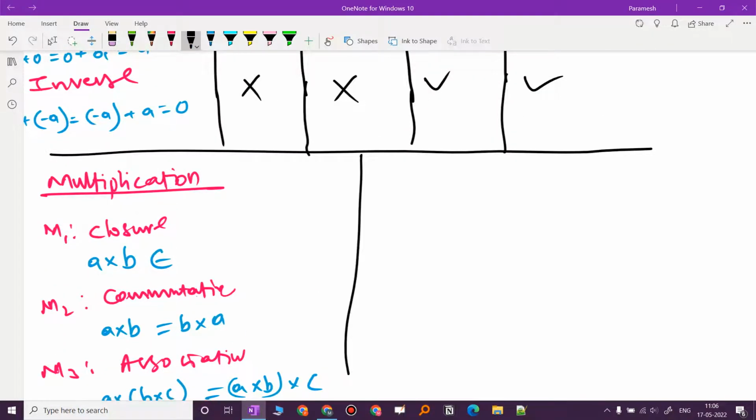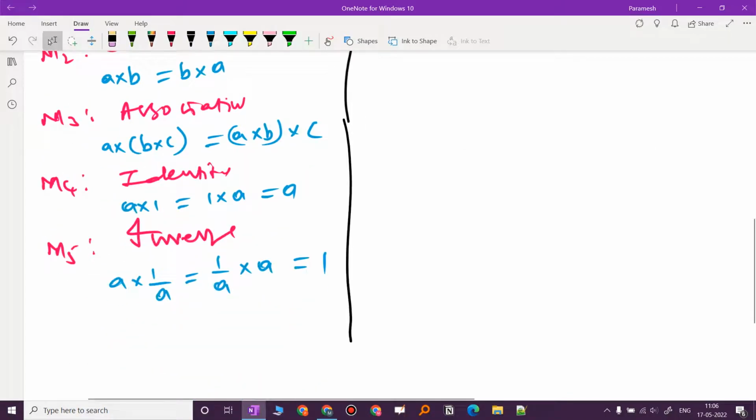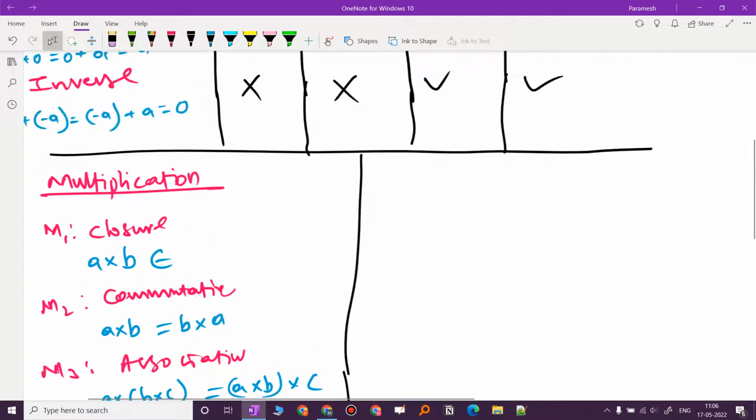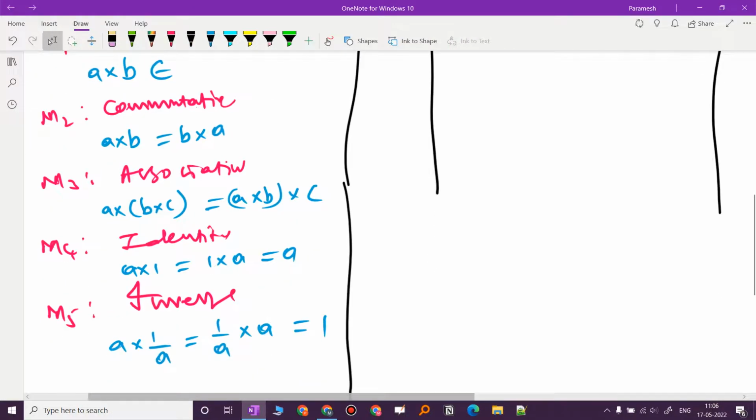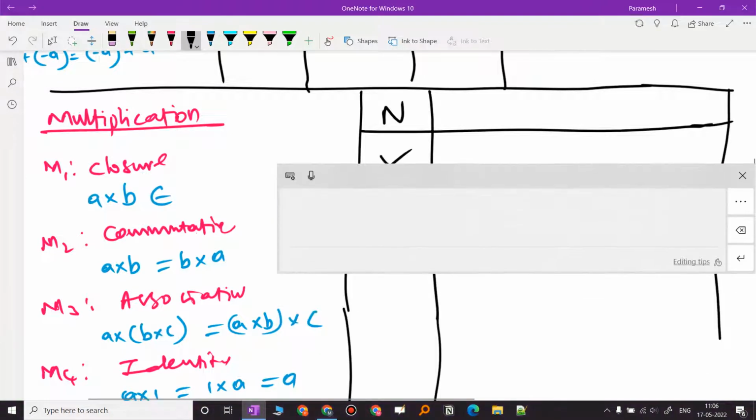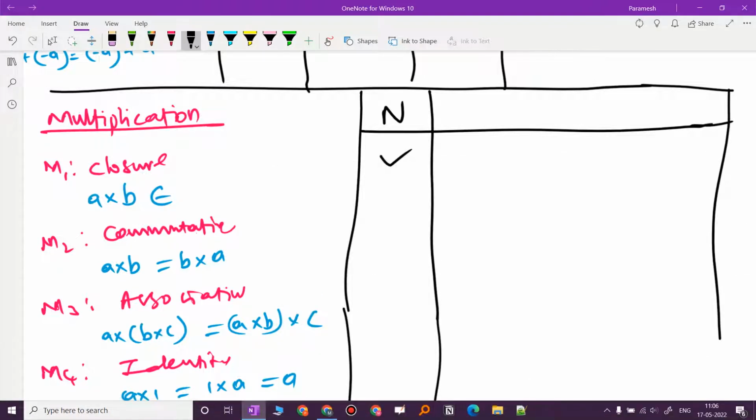Okay, now we are discussing the number sets. The natural number set satisfies the following properties. It satisfies closure: 2 into 3 is equal to 6, and 6 is a natural number. Commutative, yes: 2 into 3 is equal to 3 into 2. Associative: 2 into 3 into 5 is equal to 2 into 3 into 5.